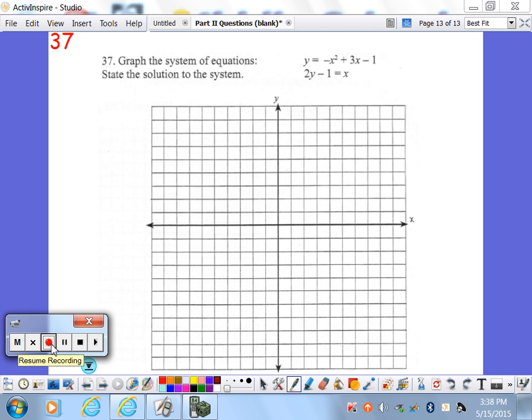Number 37, graph the system of equations. Remember, a system just means that there's more than one. You will definitely see systems on your exam. And state the solution. So the solution is going to be the intersection point. Okay, remember, we can never graph anything unless y is by itself.